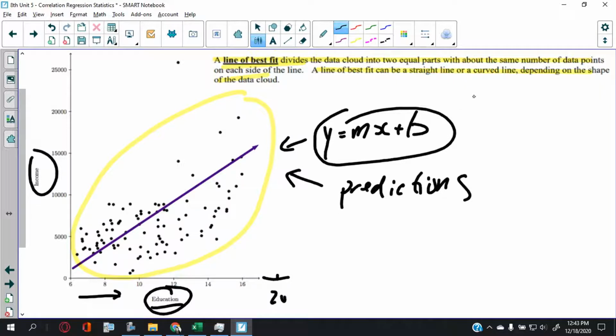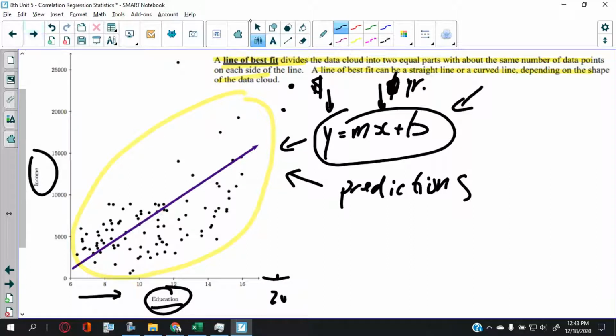I could substitute the numbers for X, in dollar amount. Oh, actually, no, in years of education, and something will come out at the end that tells me the dollar amount. Maybe it's somewhere around here, or maybe it's somewhere around here. So that's what a line of best fit does, in a nutshell.